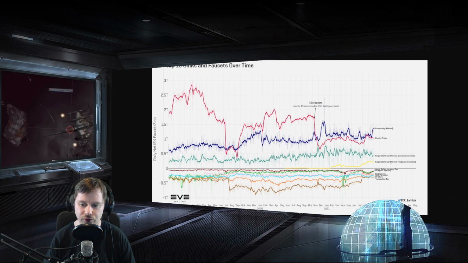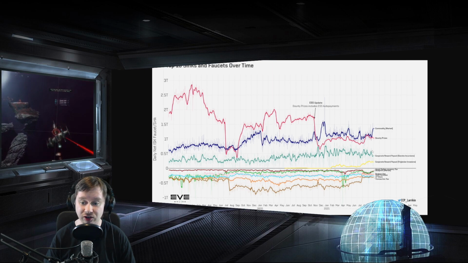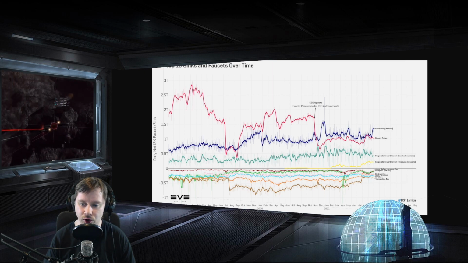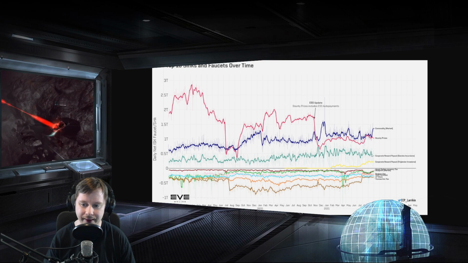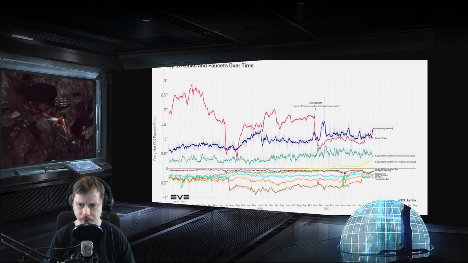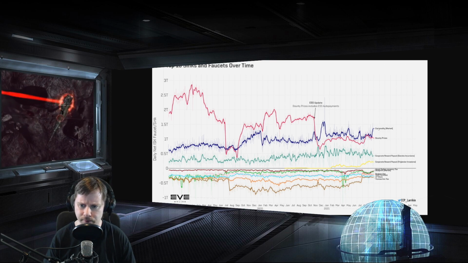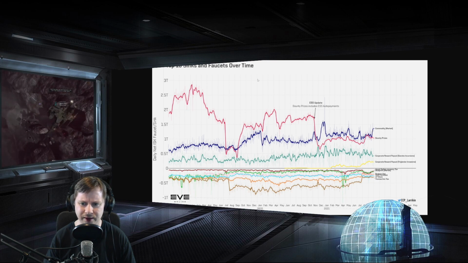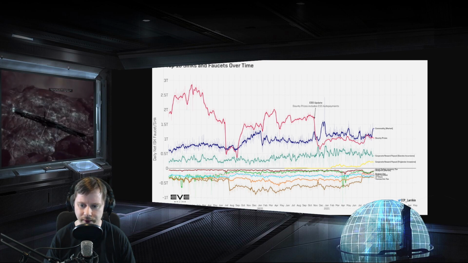Corporate reward payouts for Triglavian invasions are up substantially. Corporate reward payouts for Sansha incursions are actually down a little bit here at the tail end, over the month of September; they kind of peaked and lowered in activity. Commodities market, that should be blue loot, that's up. That's kind of weird compared to the previous one.